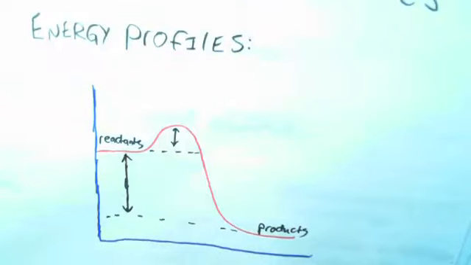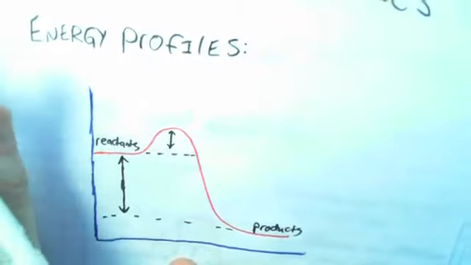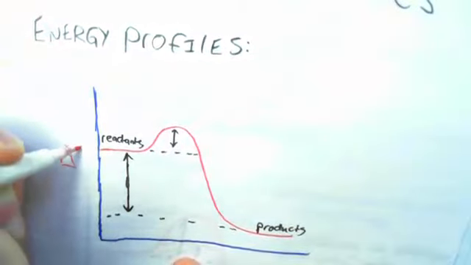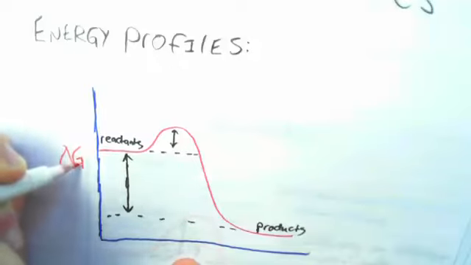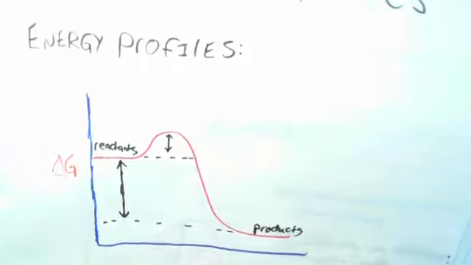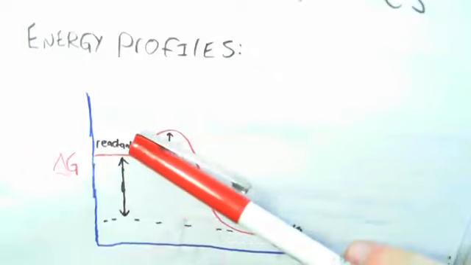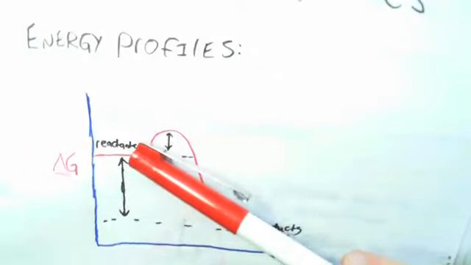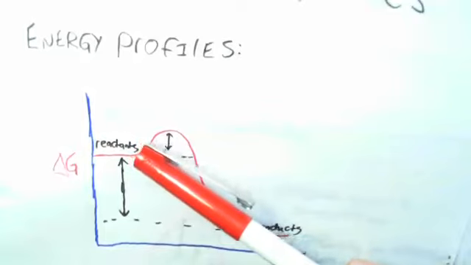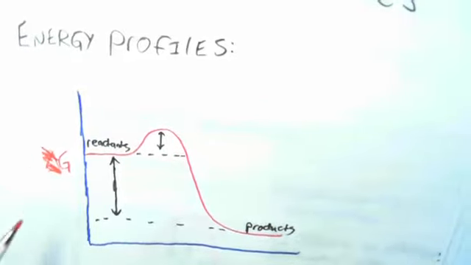So here we have what's called an exergonic reaction. We'll just label the axes. On the y-axis we have G, and that is what's called the free energy of the system. It's a complex thermodynamic quantity, but it's essentially the capability of a system to do work. So up here, when we have the reactants, we have a larger capacity to do work. Sorry, it's not delta G, it's just G.